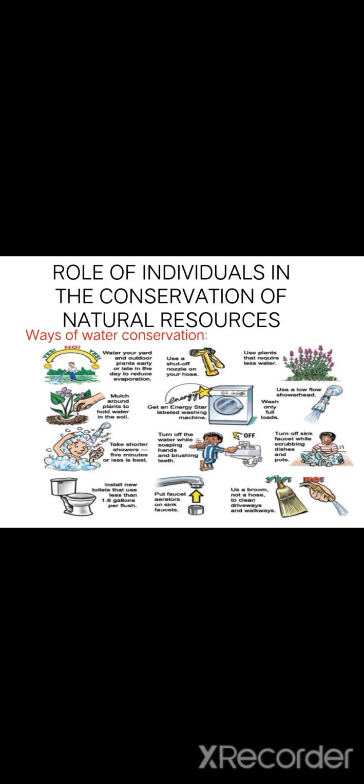Given in the slide are some of the most common ways of water conservation. That is, keep water taps closed while brushing, washing, bathing. Then check for water leaks in pipes and repair them regularly. Then reuse the soapy water from washing clothes for gardening. Then water the plants in the evening when evaporation losses are minimum.